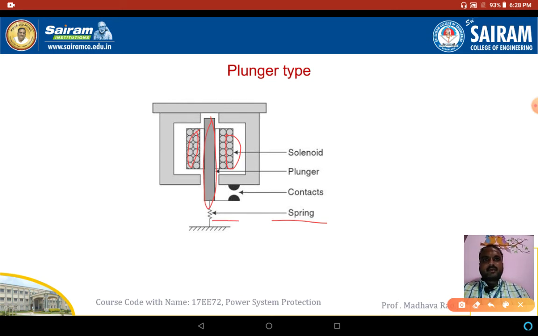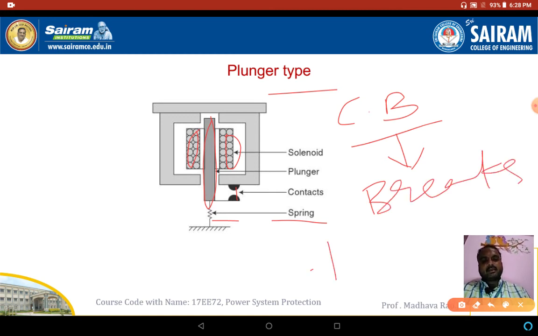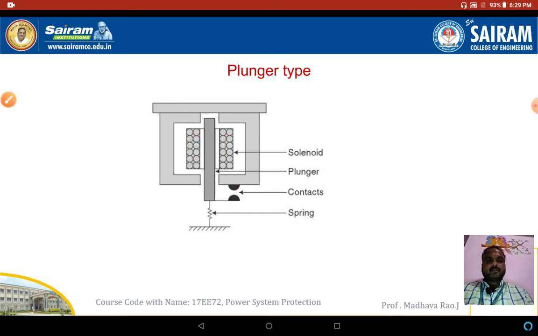This type of construction has however become obsolete, and it draws more current. Whenever more current is drawn, the plunger will be attracted to the contact and the contact will be closed. The relay will send a signal to the circuit breaker, which will break the supply and protect the healthy parts. So this is about the plunger type relay.